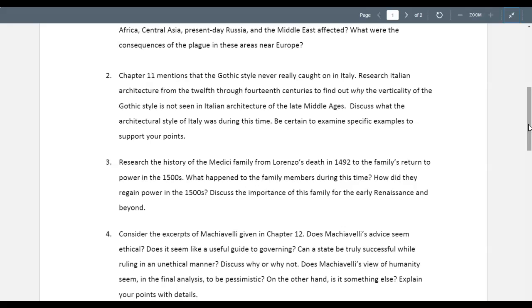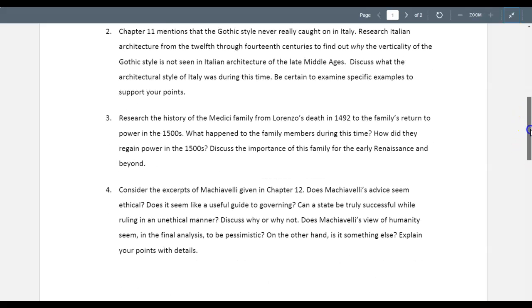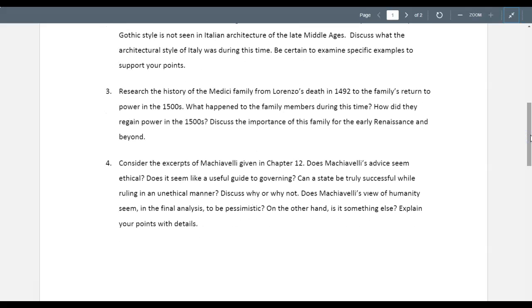So I want you to discuss why it doesn't. What is the difference between the Gothic style and what the Italians stayed true to? And again, talk about very specific examples. Go through the textbook and other areas, and I'll show you those in just a moment. Go through the textbook and look at what those examples were that were discussed in chapter 11. The next one moves you into another chapter. It talks about the Medici family.